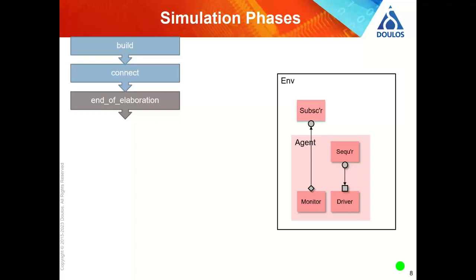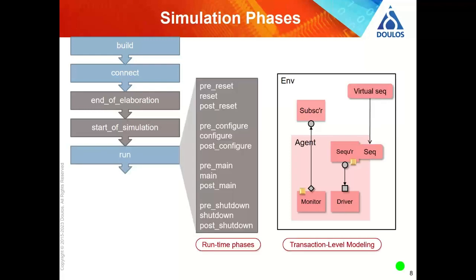There's then an end of elaboration phase. This is like a callback function which can be used for whatever you like at that point. You may want to do some checking to make sure things are connected up, or maybe you want to pick up some names in the hierarchy to set up probes in your test bench, those sorts of things. Start of simulation is typically used for doing things like opening files that you may want to read and write to. And then it goes on to a run phase.